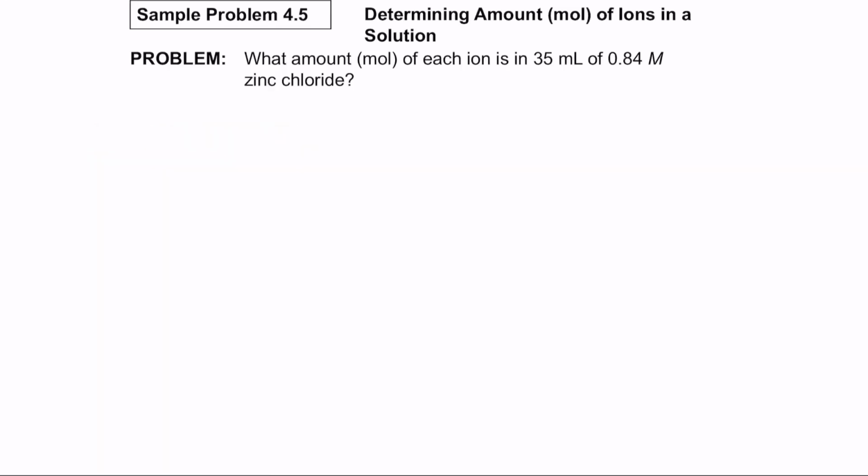So let's try another problem. Here they're asking you what amount of mole of each ion is present in 35 ml of 0.84 M zinc chloride. When you write zinc chloride, it is ZnCl2. Now, the volume here is 35 ml.